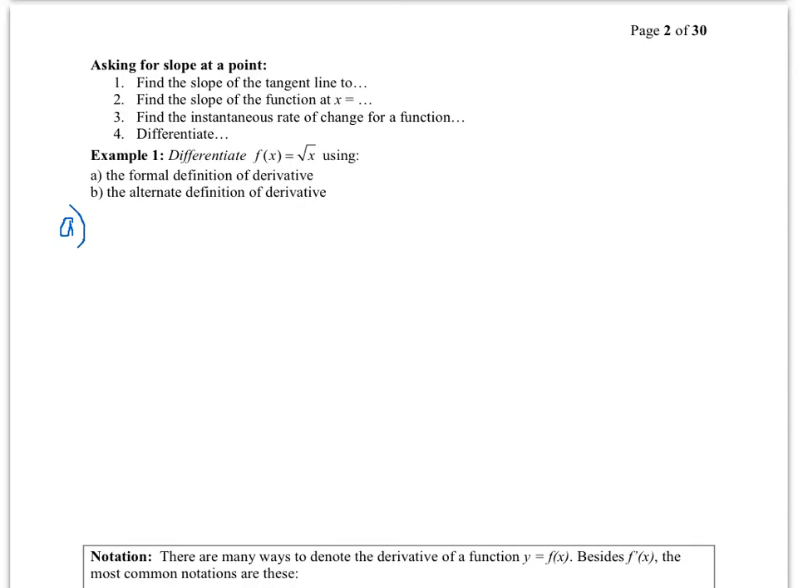But I'm going to show you both of them in example 1, when it says differentiate f of x equals radical x. For the formal definition of derivative, you'll notice that it didn't give you a starting x value, so you're just going to use f of x plus h instead of f of a plus h, minus f of x, all over h.